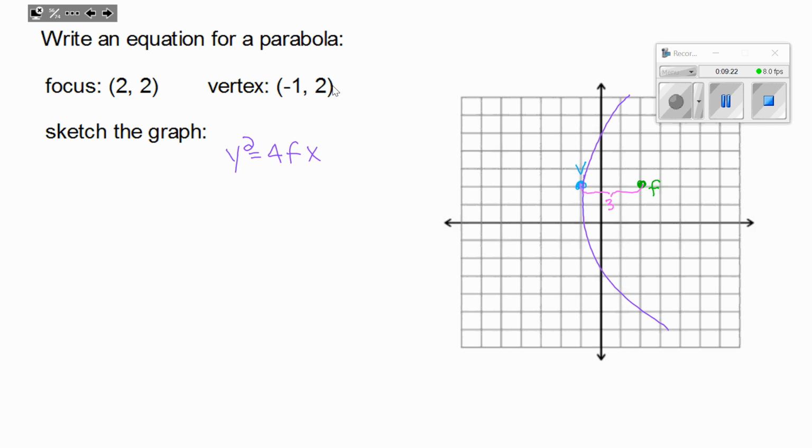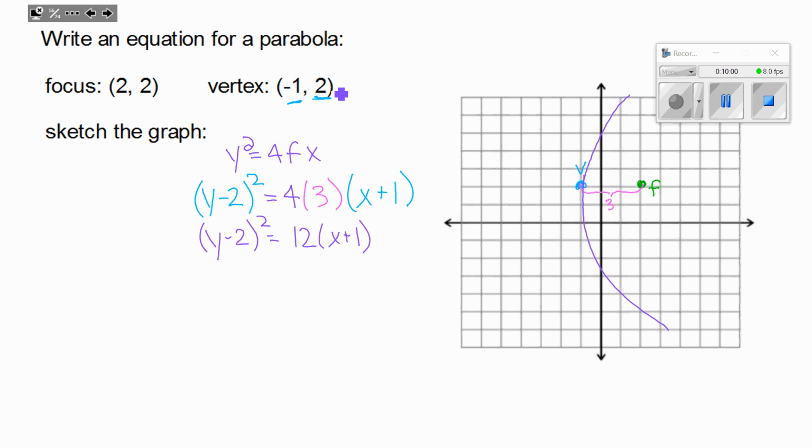All right, so we're going to plug in the stuff we know. I know that the y value of my vertex is 2. So it's y minus 2 squared equals 4 times... I know that my f is 3. And then I also know the x value of my vertex is negative 1. So x can be minus negative 1, so it's plus 1. This is the equation of my parabola. y minus 2 squared equals 12 times x plus 1. Way easier than all of the stuff that we were doing in the first unit with parabolas.